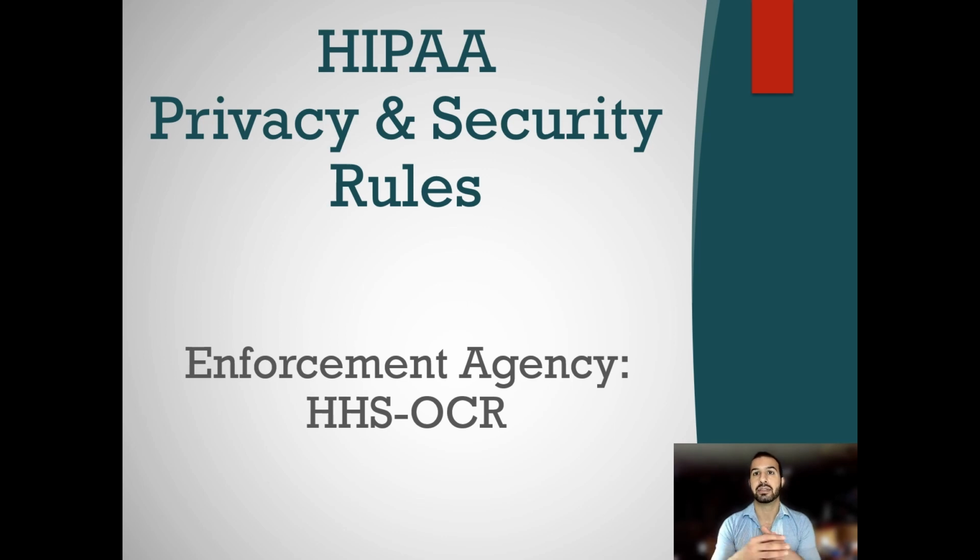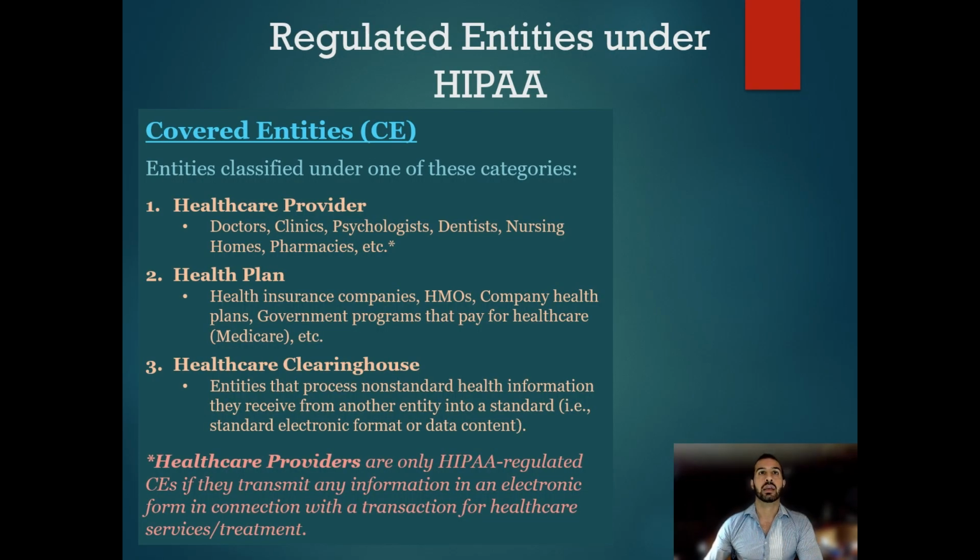So now we're getting into the HIPAA privacy and security rules. These rules are enforced by the U.S. Department of Health and Human Services, the Office of Civil Rights. That's a sub-agency within HHS. First we'll discuss the entities that are covered, or regulated, under HIPAA, both privacy and security rules. If you're regulated under HIPAA, it's both the privacy and security rules that you must adhere to.